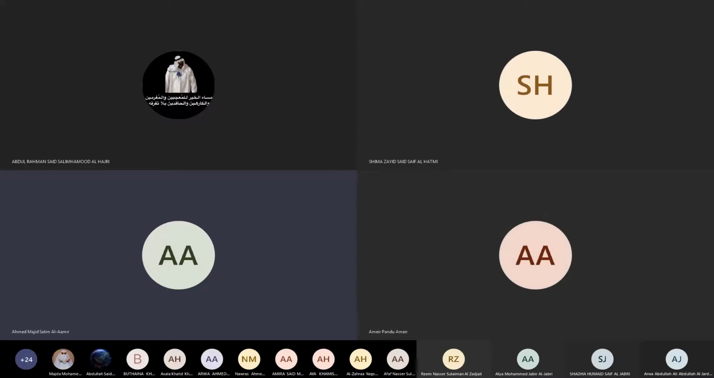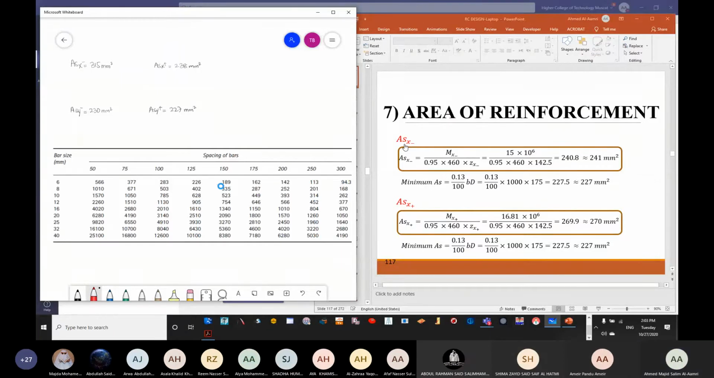Are you able to see the screen now? Are you able to see the screen?